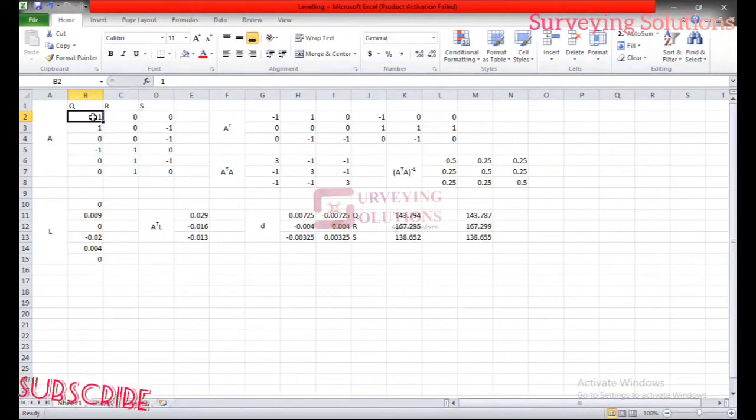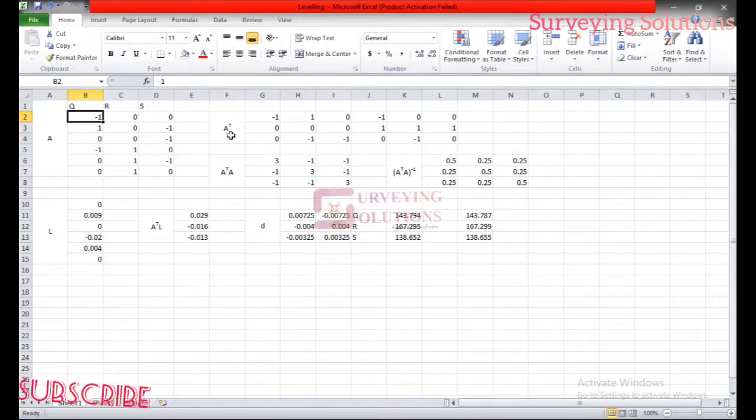So this is our A matrix. Remember, we had minus 1, 0, 0 because on observation equation 1 we have only Q, and the Q is negative. There is no R, there is no S. So this is matrix A.